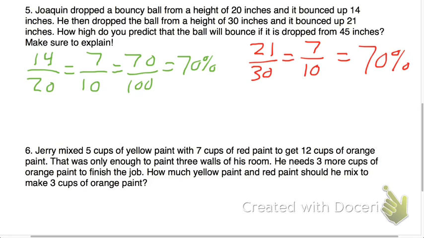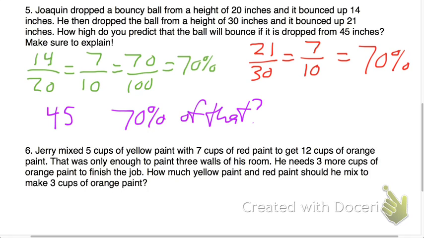So I just need to figure out how much it's going to bounce up for 45 inches. So let's try that. So basically 45 inches, what's 70% of that? So there's the question.